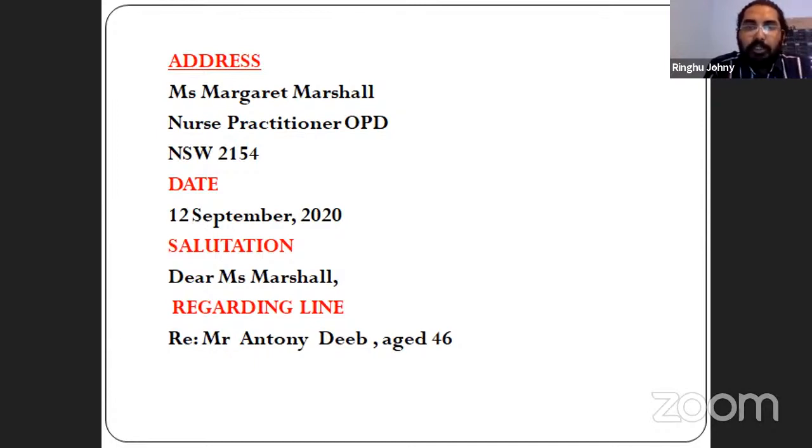Another thing, make sure that in some letters there will be date of birth only provided, no age. So if you write the date method as 12 September, 2020 and the letter says the date of birth is 21 August 1990, then you need to write August in words. Do not use two different methods.